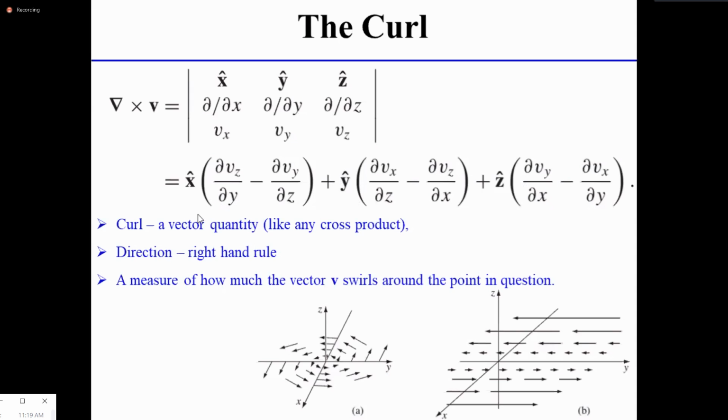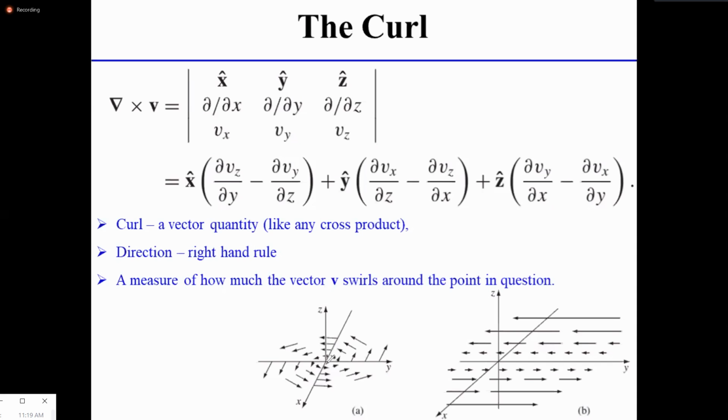Curl, like the normal cross product, is a vector quantity, and its direction can be given with the right hand rule. Like divergence was a measure of how much a function diverges from a point, the curl is a measure of how much a vector swirls around, or curls around, a point in question.